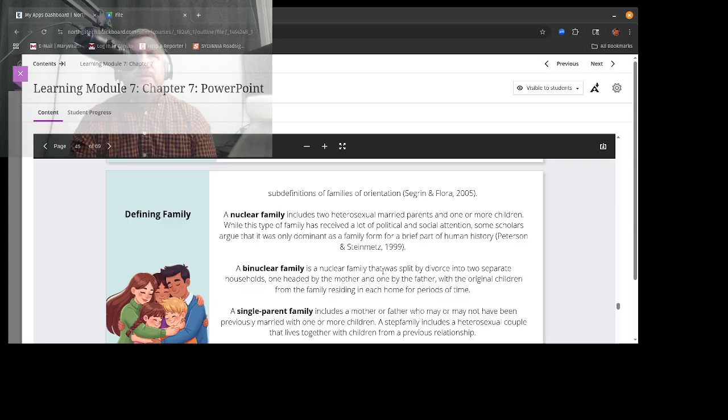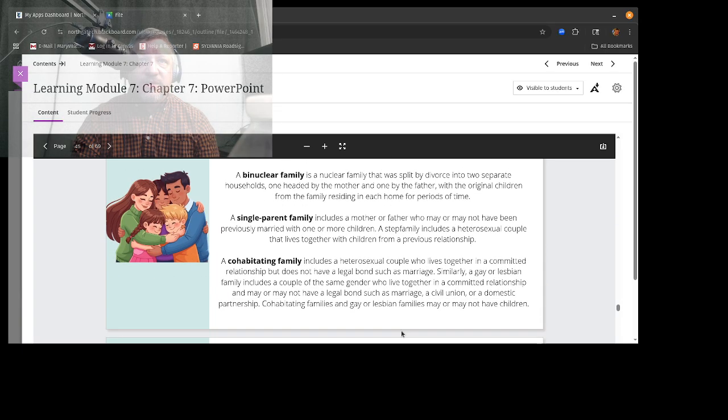When we think about a nuclear family, it's 2 heterosexual married parents with 1 or more children. A binuclear family, that's what I have, is a nuclear family that was split by divorce into 2 separate households, right? One headed by the mother, one headed by the father. The original children of the family residing in each house for periods of time. My wife and I came from 2 different relationships. I have no children, but she has 1. Her child split time between her and I and her father, biological father.